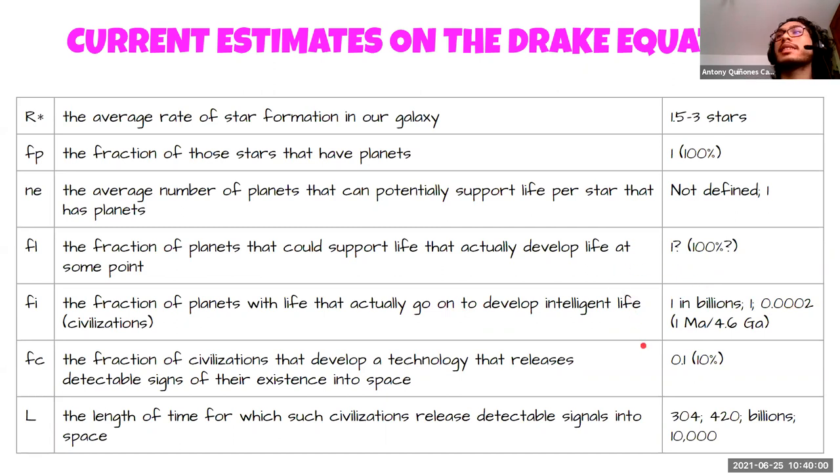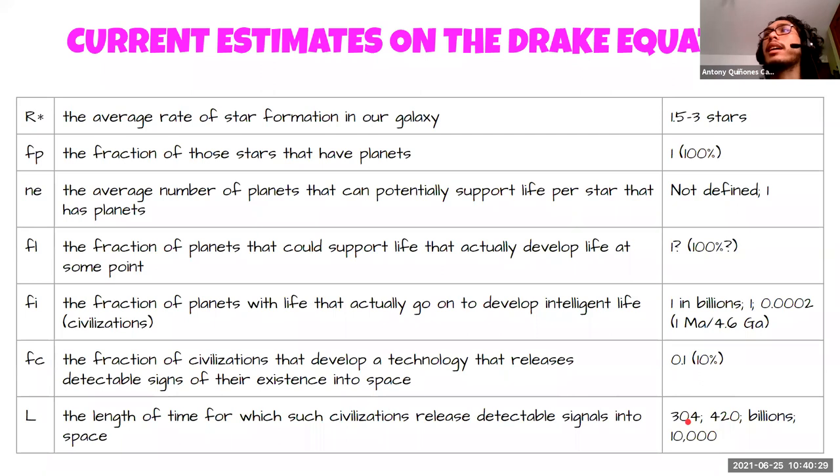Now, according to Pascal Lee, the probability for that civilization to develop an advanced technology so that they could emit signals into the universe could be 10%. Now, the length of time for which those civilizations could release signals, and there are many thoughts.